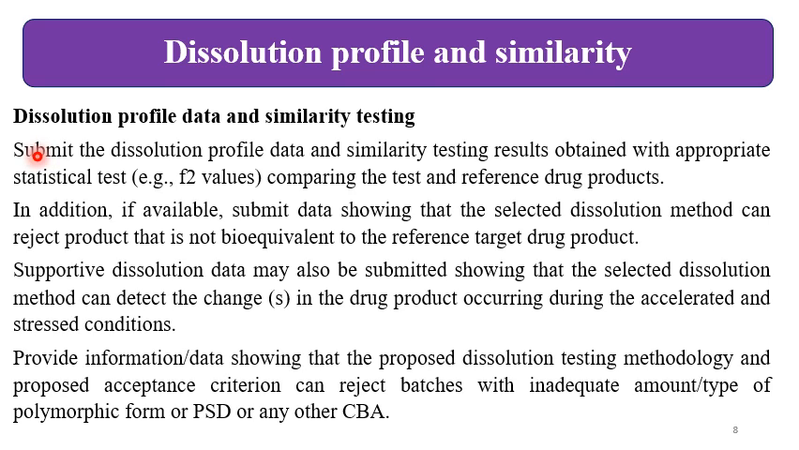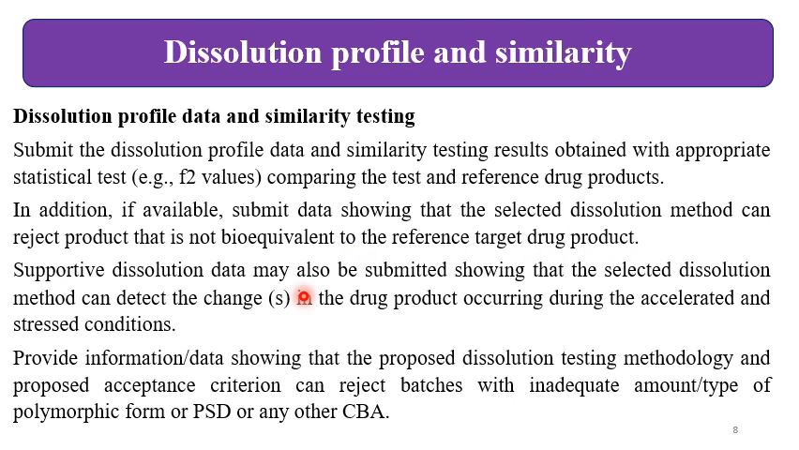Then dissolution profile data and similarity testing. So submit the dissolution profile data and similarity testing results obtained with appropriate statistical test. That may be F2 values, bootstrapping, or the MSD method, comparing the test and the reference product. In addition, if available, submit the data showing that the selected dissolution method can reject the product that is not bioequivalent to the reference or target drug product.